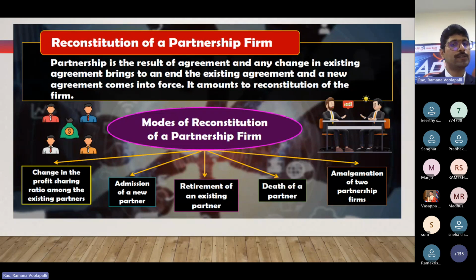Modes of reconstitution of the partnership firm: change in the profit sharing ratio among the existing partners, admission of a new partner, retirement of an existing partner, death of a partner. Amalgamation of two partnership firms also brings an end to the existing partnership, and a new partnership has to be floated. A new partnership agreement has to come out.